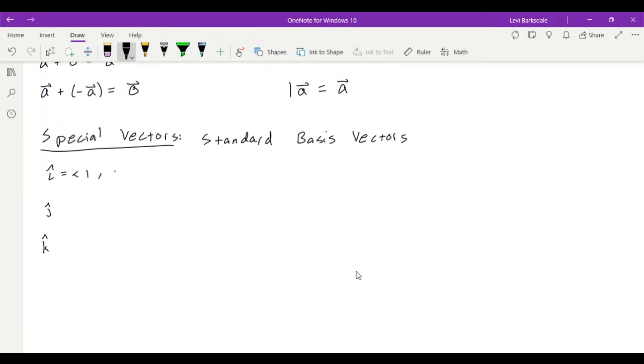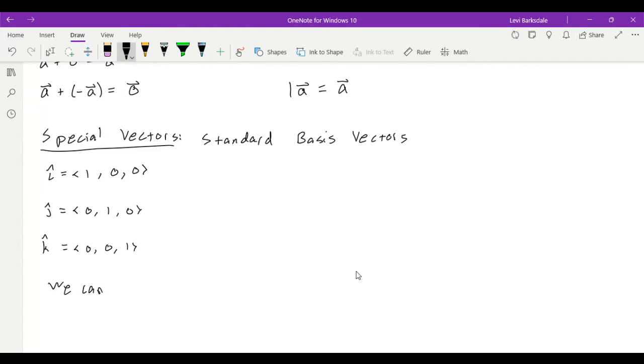i hat is the vector 1, 0, 0, j hat is 0, 1, 0, and k hat is 0, 0, 1. And these vectors are really nice because they all have length 1, and you'll notice they all have just 1 in one component and 0s everywhere else. So they're really nice and easy to work with.